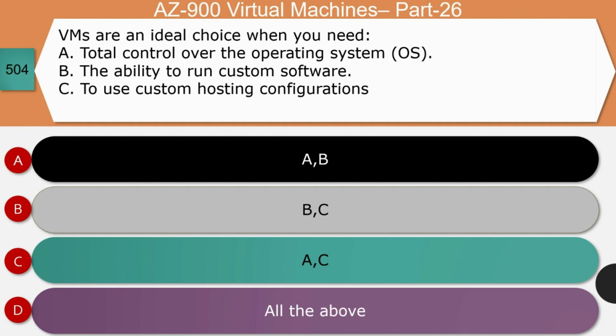Next, VMs are an ideal choice when you need option A, total control over the operating system, option B, ability to run custom software, option C, to use custom hosting configuration. Which among these A, B, and C is the right answer? The right answer for this question is all the above. Let's see the reason. Using VMs, you can host a custom built software application with the required configuration. You can have total control over the guest OS associated with the VMs. And so the right answer for the question is all the above.